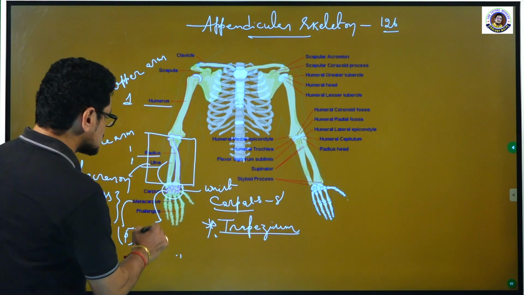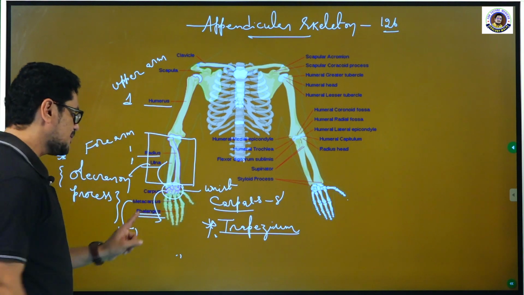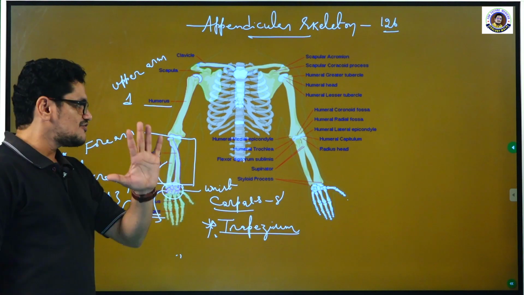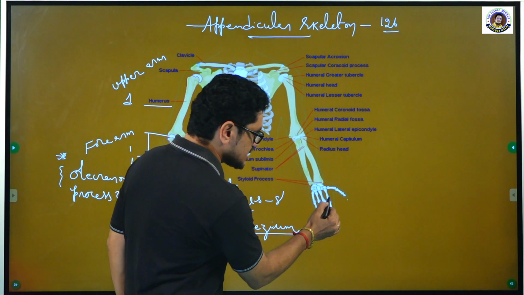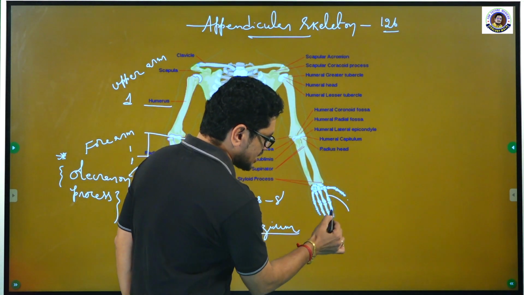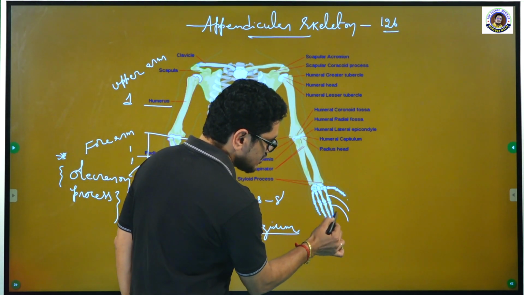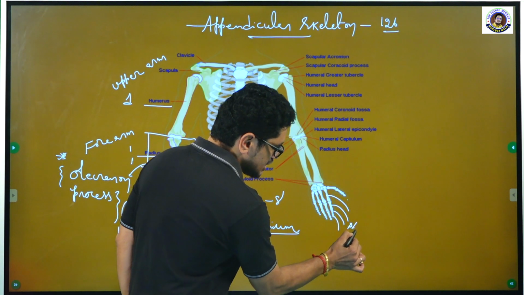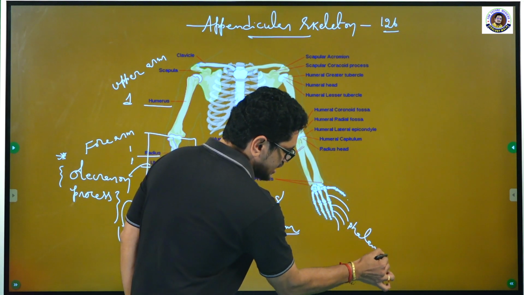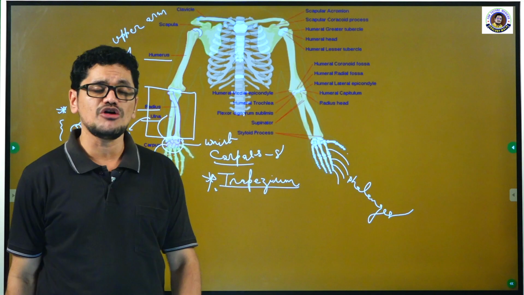Now coming to the phalanges, P-H-A-L-A-N-G-E-S. Phalanges are nothing but the bones. These are metacarpals and these are phalanges. How many phalanges are present?